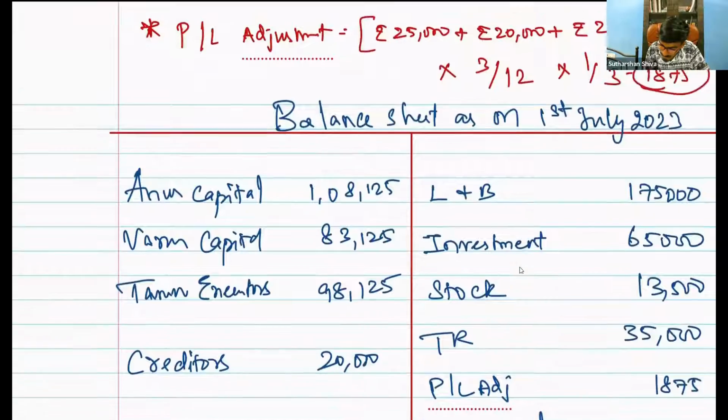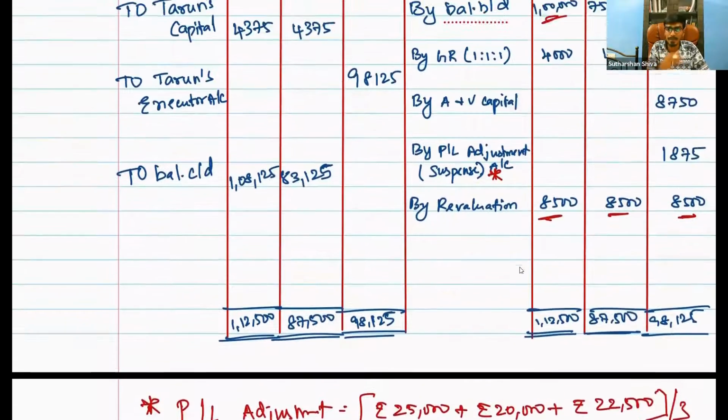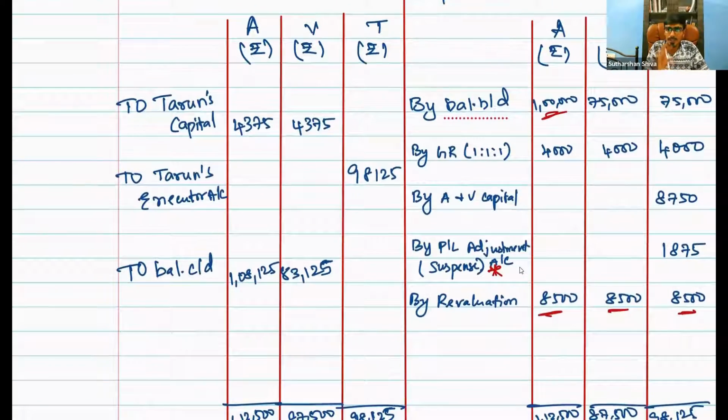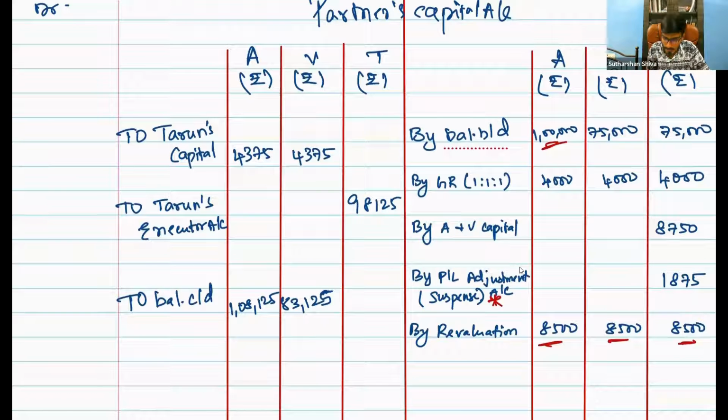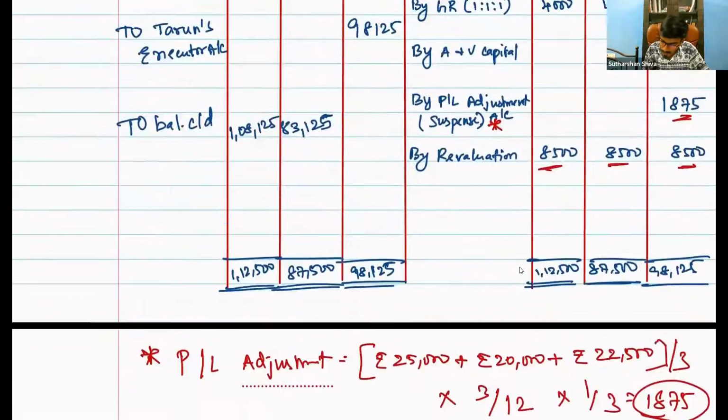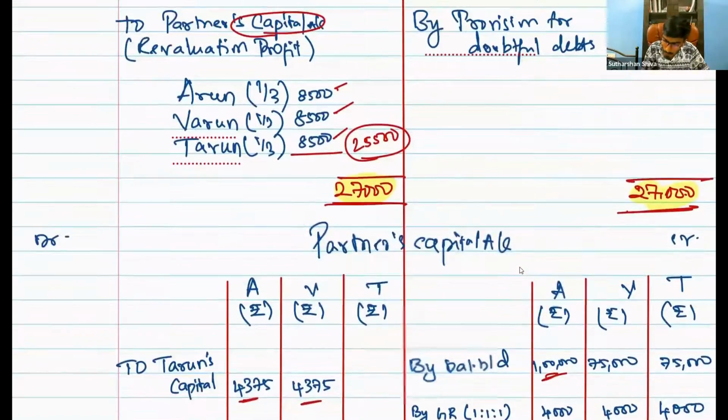So the entry will be Arun's capital and Varun's capital to Tarun's capital. I will debit Arun's capital 4,375 and Varun's capital 4,375, and to Tarun's capital in total I will credit 8,750. All the posting has been done. Nothing has been mentioned about whether we are paying that person on loan, so we will transfer it to Tarun's executor account. It means we will assume that if you have enough cash, we are paying it.